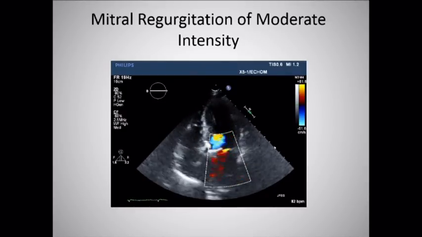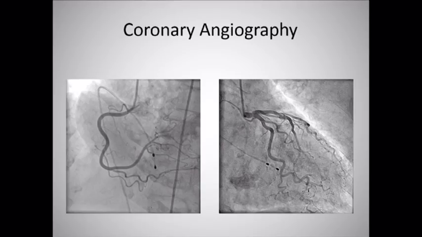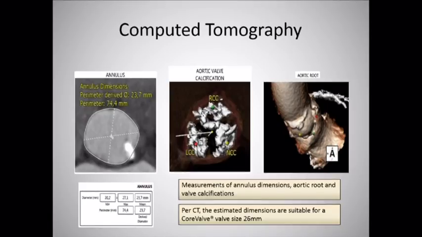It's important to note that there's also severe MAC, calcification of the mitral annulus, with mitral regurgitation, which was evaluated at moderate intensity with good LV function. The coronary angiography showed no obstructive lesions. And we performed a computed tomography study, as we often do. And there's a lot of information we can gather from that examination.